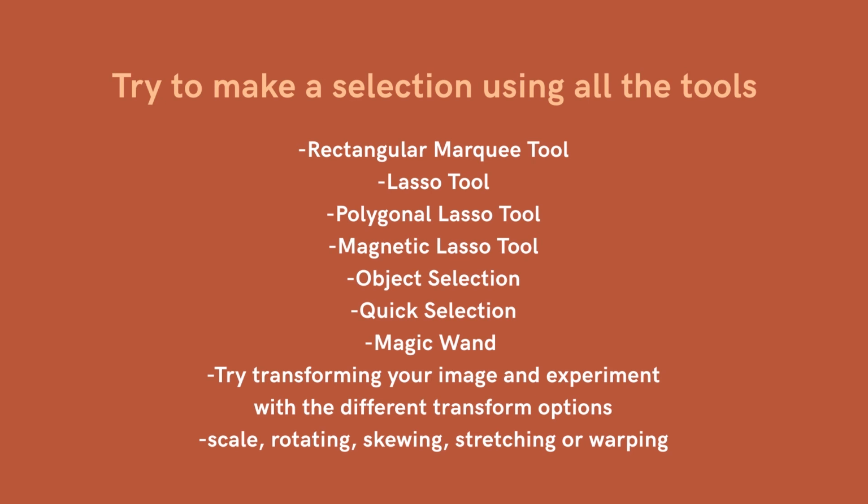Once you are familiar with the different selection tools, try transforming a selection that you have made and experiment with the different transform options: scale, rotate, skew, stretch, or warp.